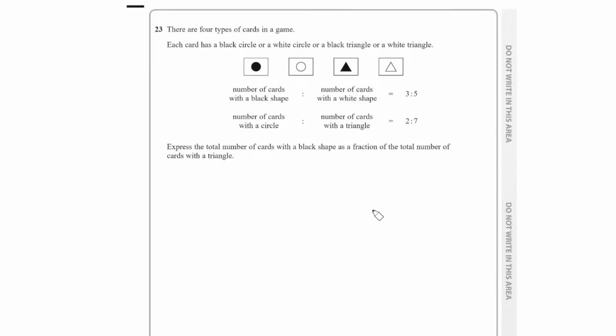Okay, last question, 3 marks. So there are 4 types of cards in a game. Each card has a black circle or a white circle, or a black triangle or a white triangle. And as you can see, we've got ratios. So the number of black shapes to the number of white shapes is 3 to 5. The number of circles to the number of triangles is 2 to 7. So they're completely separate.